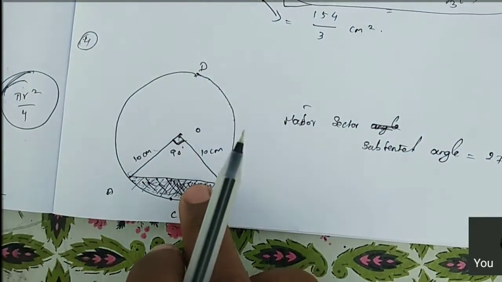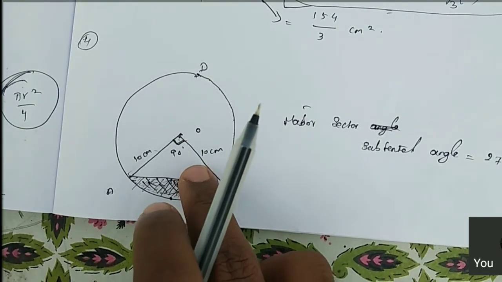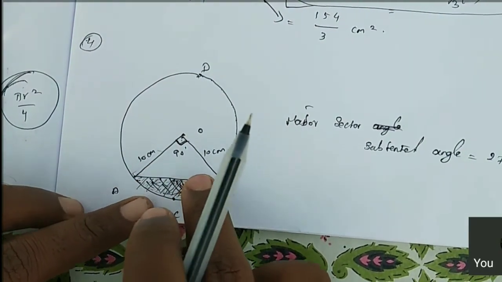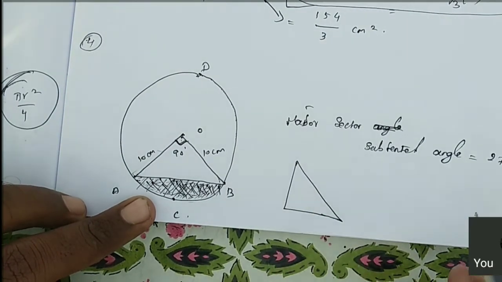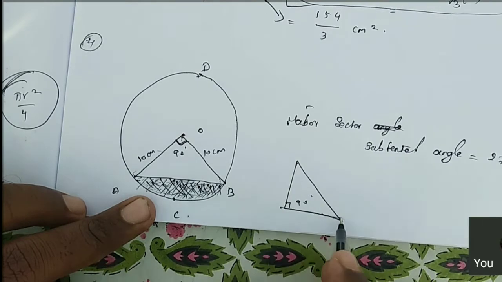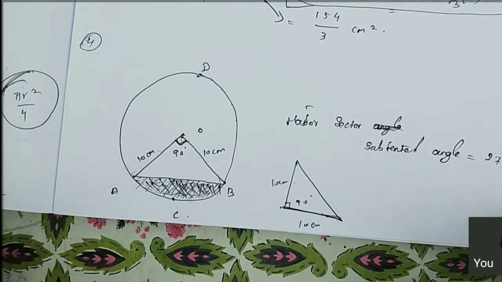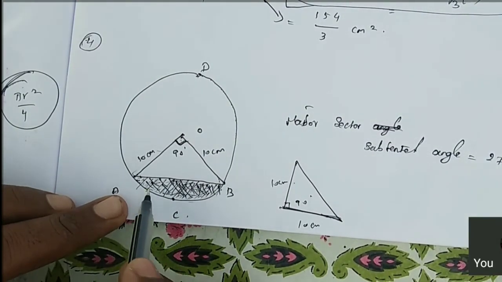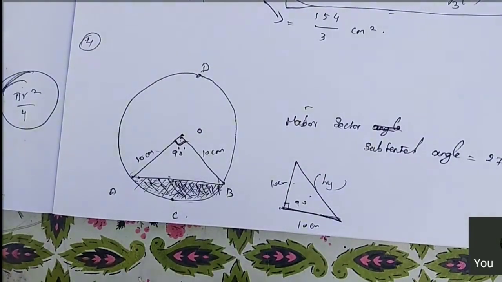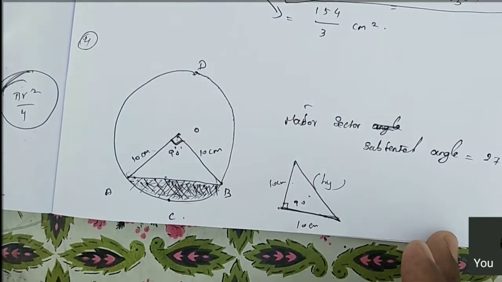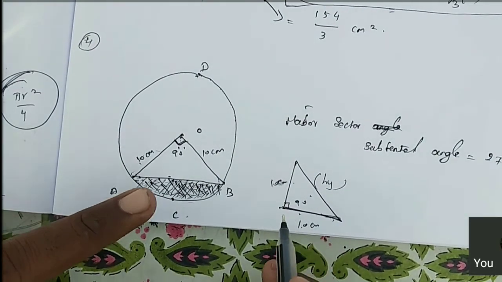Listen, here in this triangle, what is the base and height? It is a right angle triangle, not a normal triangle. So in this right angle triangle, with 90 degree, base is 10 centimeter and height also 10 centimeter, right? Don't take AB as the base. It is the hypotenuse, opposite to the right angle, not a base. So 10 centimeter is the height and 10 centimeter is the base, right?